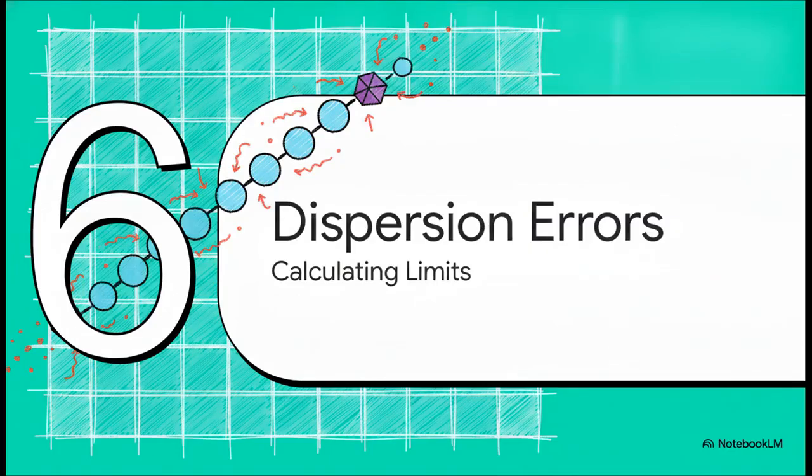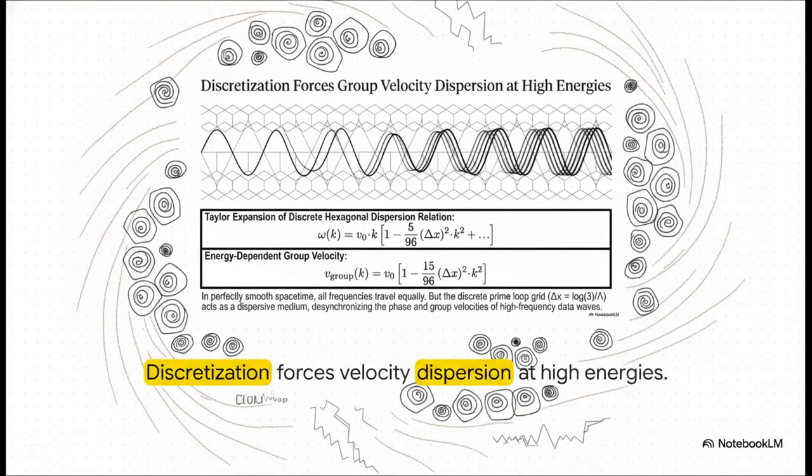Finally, we arrive at part 6, calculating dispersion errors. For our final calculation today, we're going to evaluate the exact numerical error propagation for a gluon traveling through this discrete pixelated grid. Because space is basically an A2 hexagonal grid mapped by prime loops, not a perfect, smooth continuum, it inherently acts as a dispersive medium.